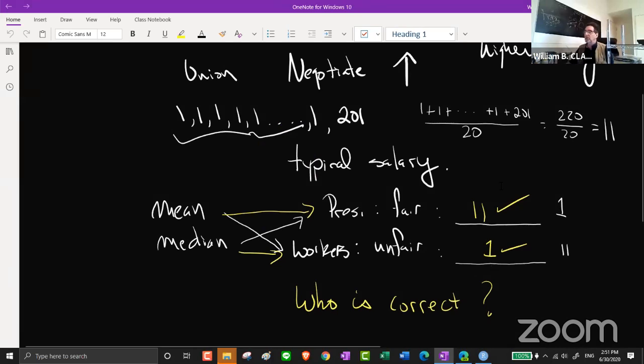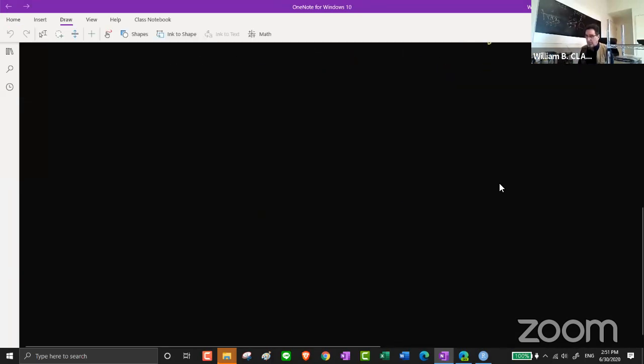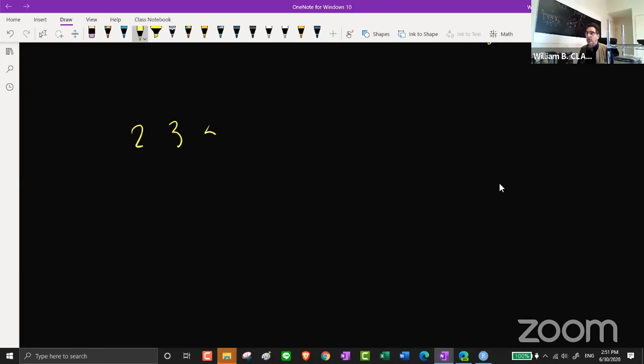Okay, so let's suppose we have a bunch of numbers like 2, 3, 4, 6, 8 and 5. So we know how to calculate the mean. If we call them x1, x2, and so on, the mean is just we sum them all up and we divide by the total number. That's the mean. And we also know how to calculate the median.